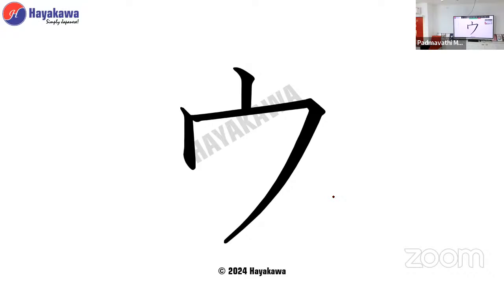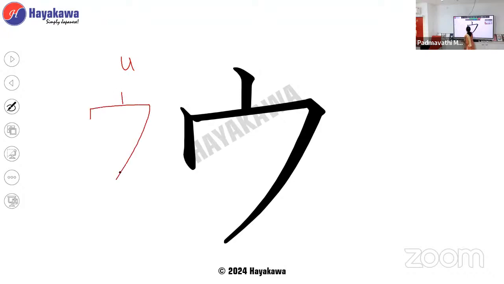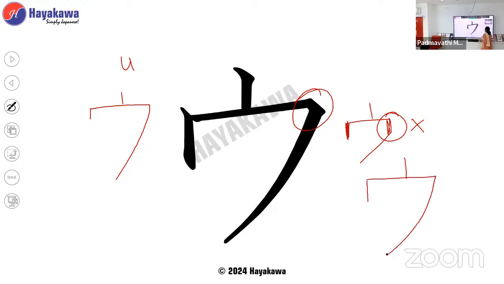Next is U. So 1, 2, and 3. Here, sometimes we will tend to put it like this, because here we have this vertical line, here also we will tend to put one. So be careful, this should not be there. So 1, 2, and you should bring it like this. This is going to be U. A, I, U.